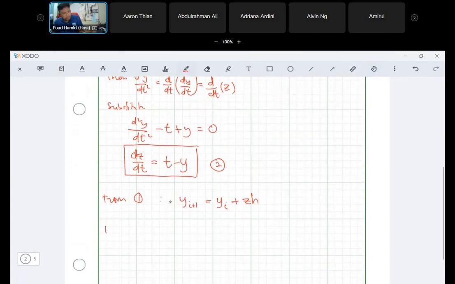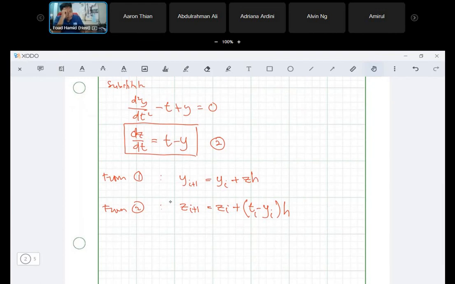And then from 2, we can solve this: z(i+1) equal to z(i) plus (t(i) minus y(i)) times h. Okay, these are the two equations that we need to solve simultaneously.